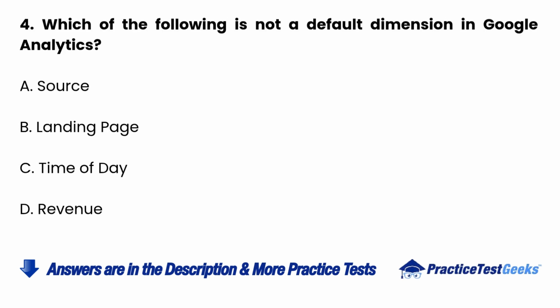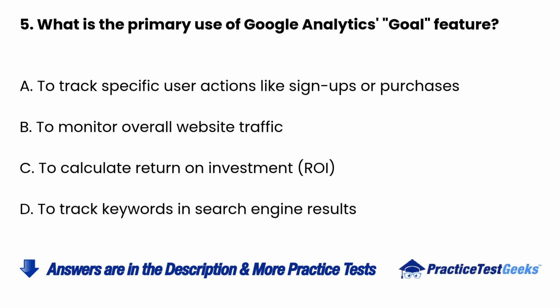4. Which of the following is not a default dimension in Google Analytics? A. Source. B. Landing page. C. Time of day. D. Revenue.